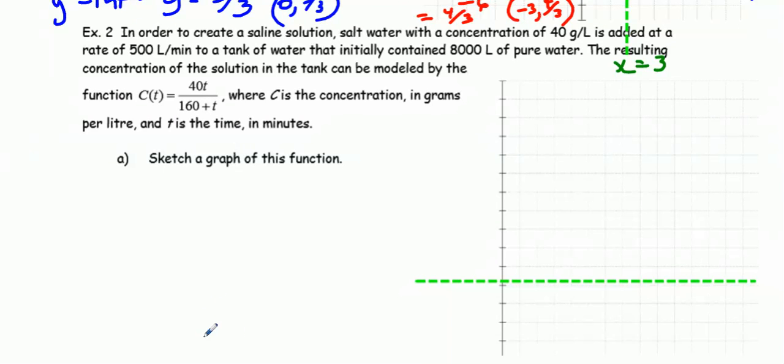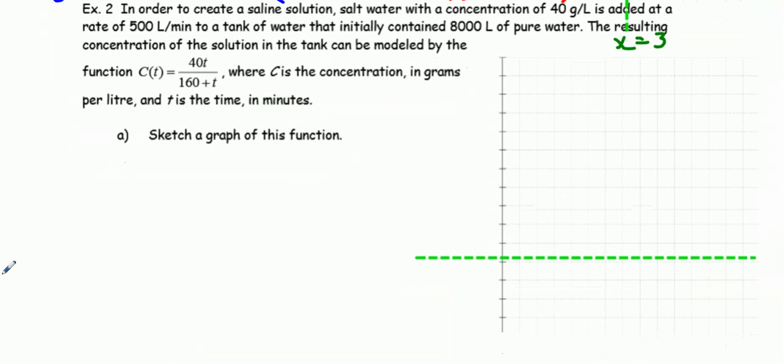This is a word problem, obviously. In order to create a saline solution, salt water with a concentration of 40 grams per liter is added at a rate of 500 liters per minute to a tank of water that initially contained 8,000 liters of pure water. The resulting concentration of the solution in the tank can be modeled by the function c of t equals 40t over 160 plus t, where c is the concentration in grams per liter and t is the time in minutes. Sketch a graph of this function.